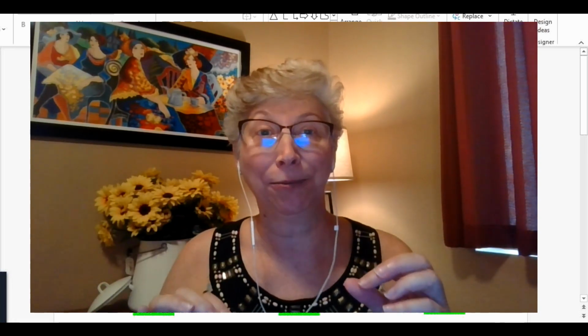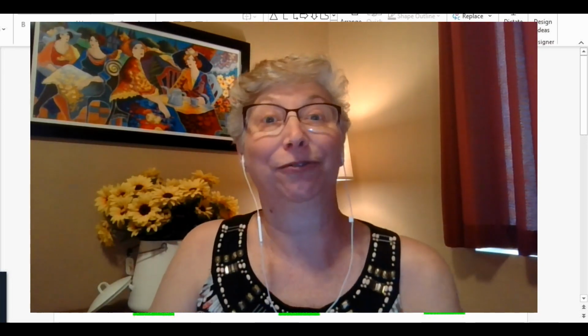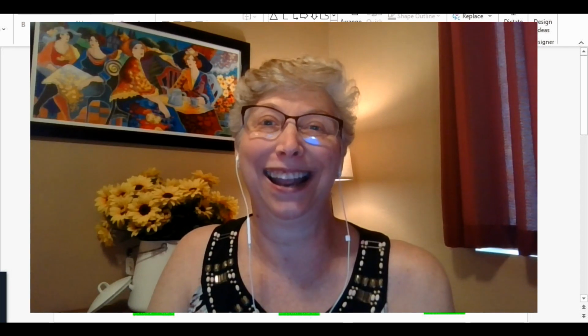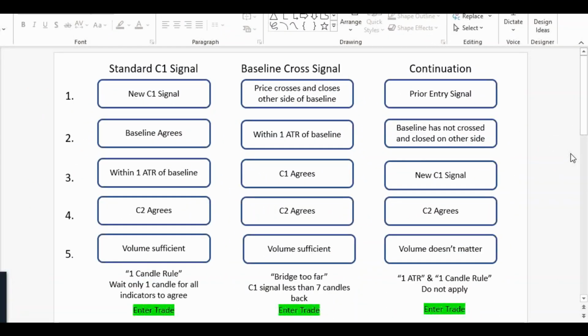So what I did is I put together a flowchart, if you will, on our entry and exit rules. So here's my flowchart. Now, I know there may be more than 3, but for my sake and for my system, I have narrowed it down to 3 reasons for entry, 3 types of entries. First of all, you have your standard C1 signal. Second of all, you have a baseline cross signal. And thirdly, I'm using a continuation signal.